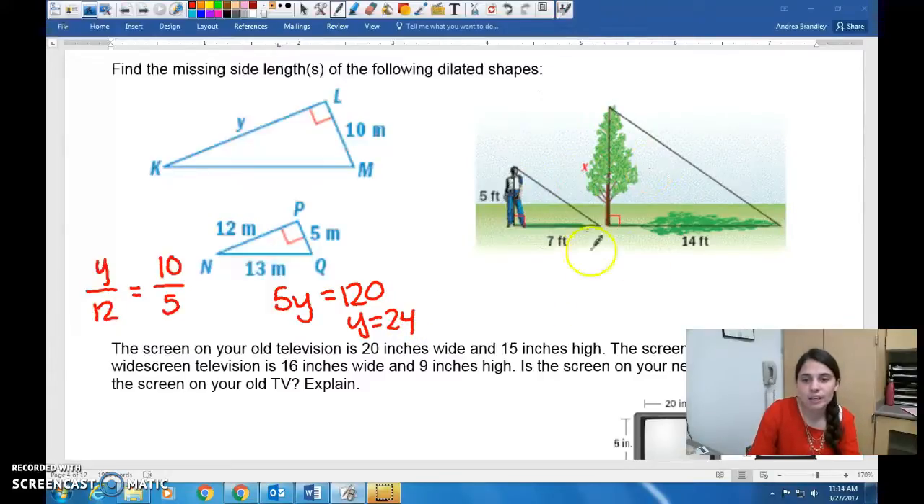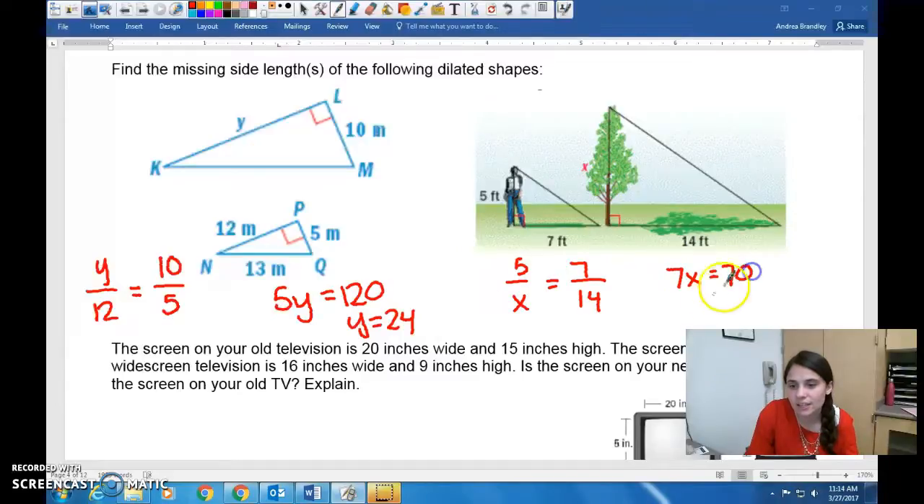And it's the same idea over here. So 5 over x is the corresponding line. And then I have to start over here again. Is equal to 7 over 14 is the corresponding line. Cross multiply, and I have 7x equals 70. Divide by 7, and x is equal to 10.